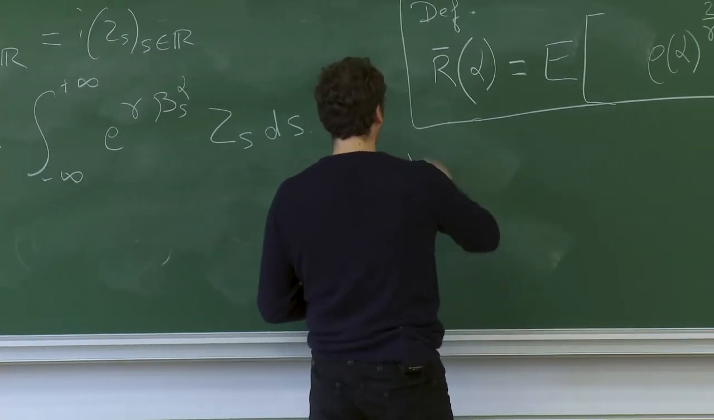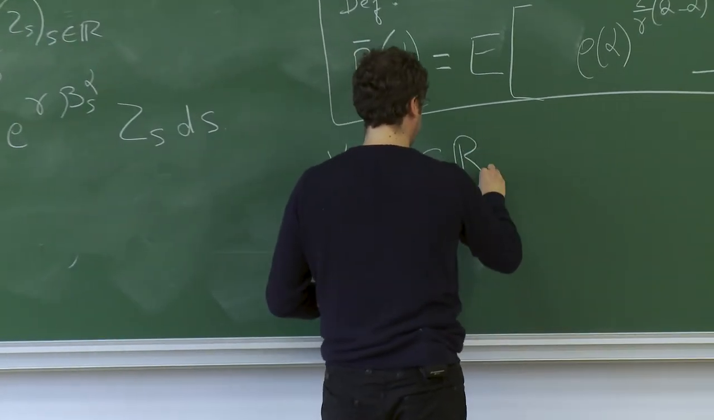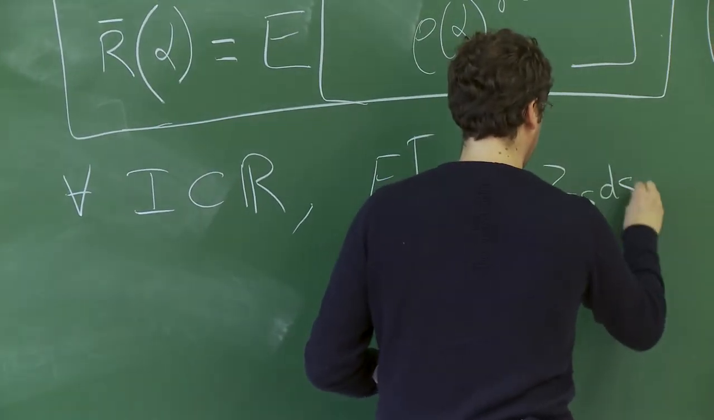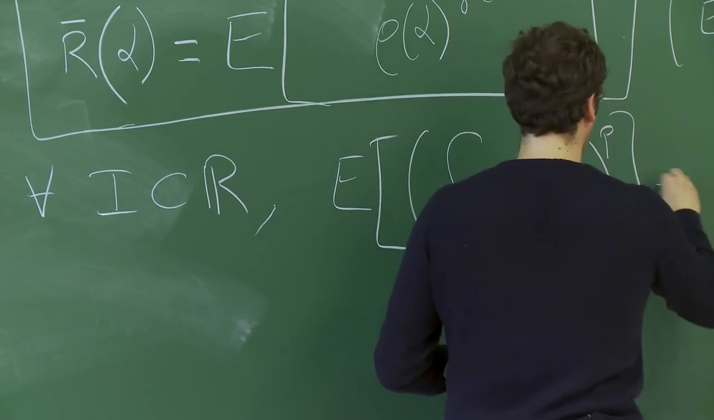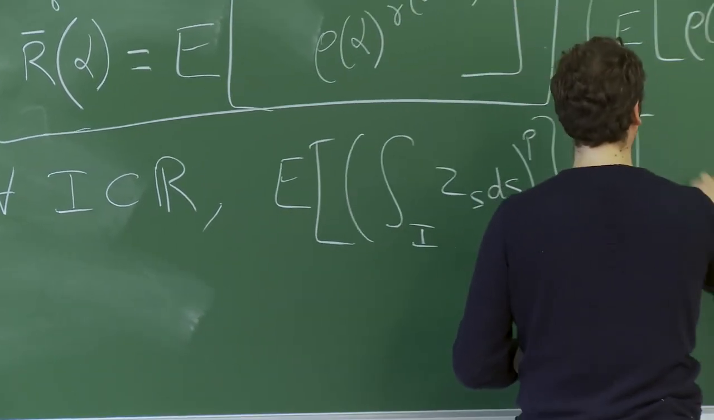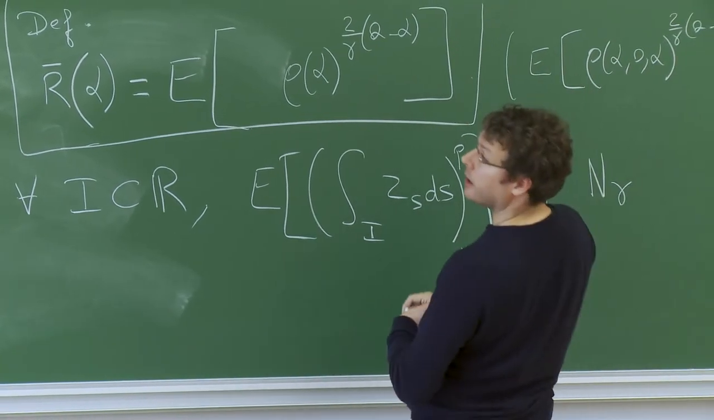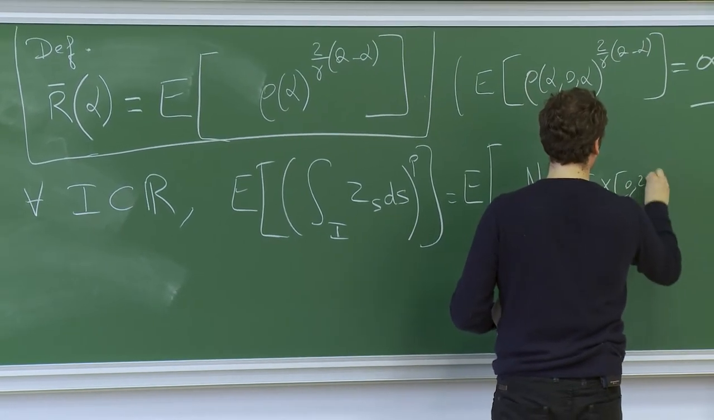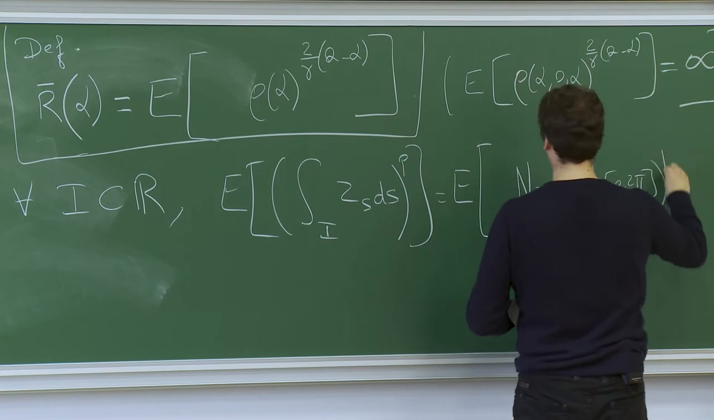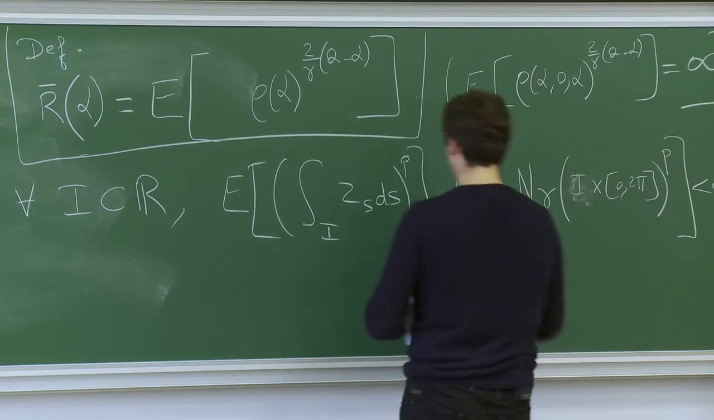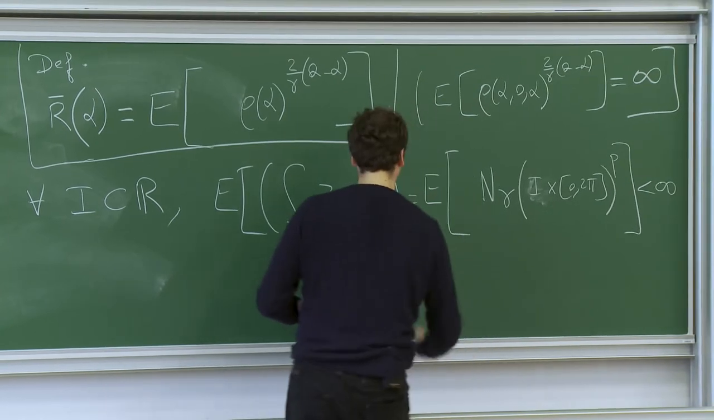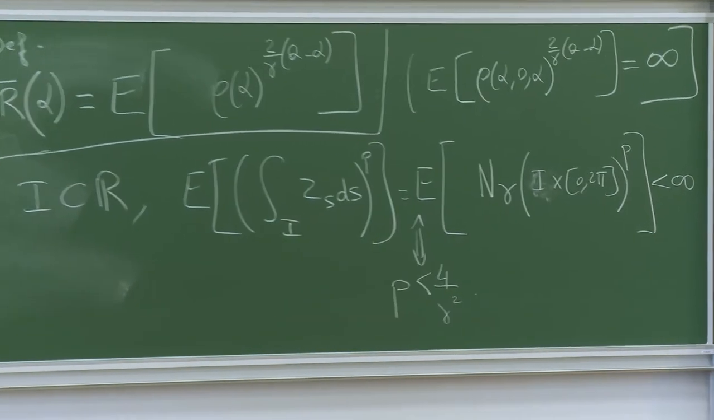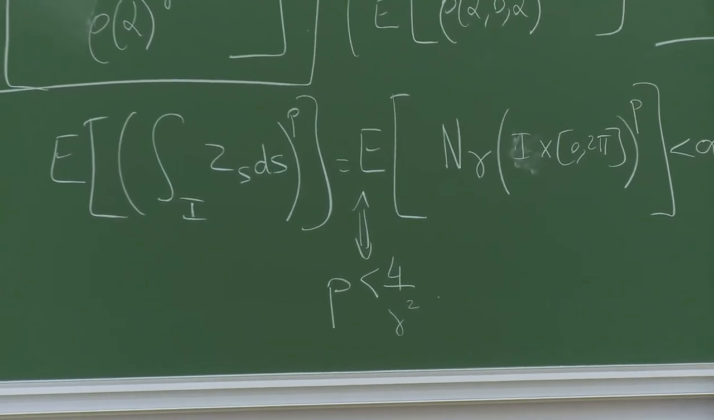So if I take any interval included in R, the expectation of the integral of Zs ds to the power p, which is equal to the expectation of my Gaussian chaos measure, M gamma, integrated on the interval times 2 pi to the power p, is finite. It's just an ordinary log-correlated field if and only if p is smaller than 4 over gamma square. This is the important thing.